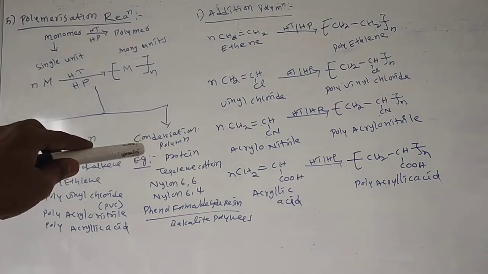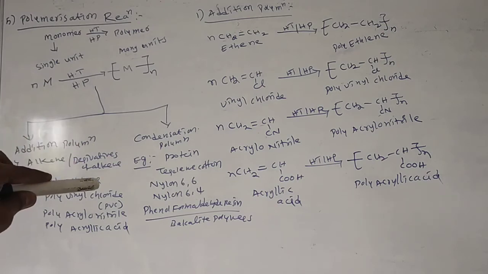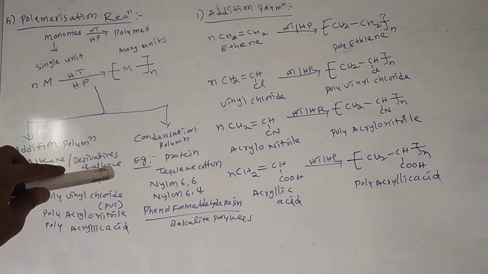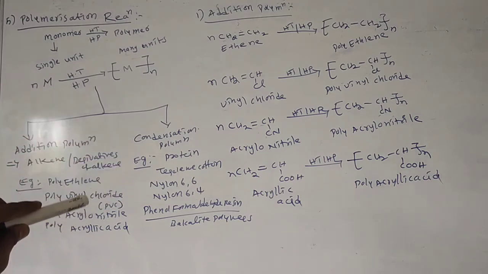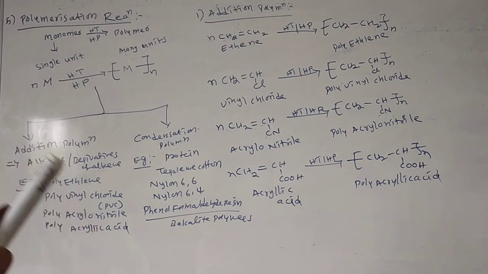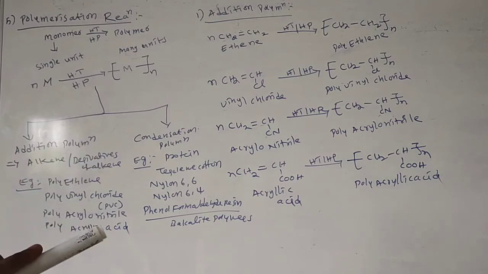What is condensation polymerization? The polymers which are produced by the condensation reaction, we call condensation polymers, and the process we call condensation polymerization. In continuation, we'll see some examples of condensation polymers: terylene cotton and nylon 6,4 polymers. We'll see them in continuation, in the second PVC chapter. But here, we'll see the basic concept.